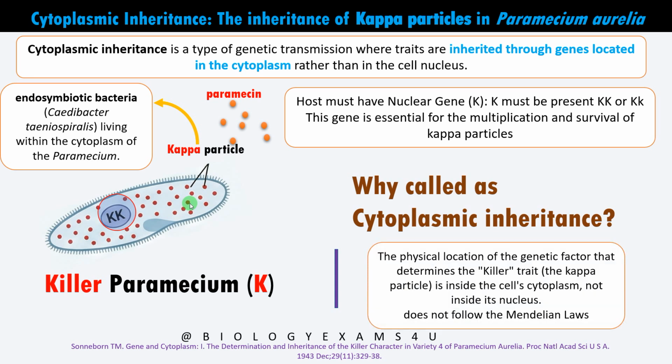The reason is the physical location of the genetic factor that determines the killer trait, that is a Kappa particle, is inside the cell cytoplasm, not inside the nucleus, and it does not follow Mendelian laws. So, cytoplasmic transfer along with nuclear transfer only transforms a sensitive paramecium to a killer paramecium. That means the physical location of the genetic factor that determines the killer trait is in the cell cytoplasm. That is a Kappa particle. Now we know that these are genes inside this endosymbiotic bacteria that is located in the cytoplasm.